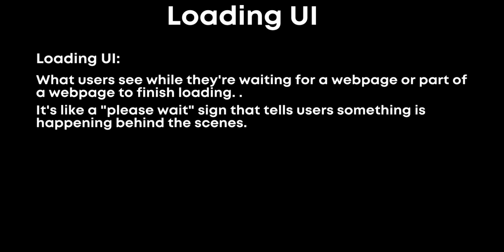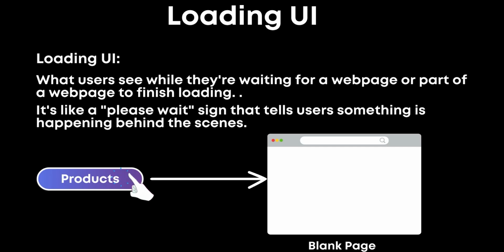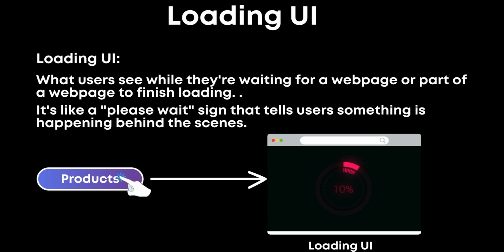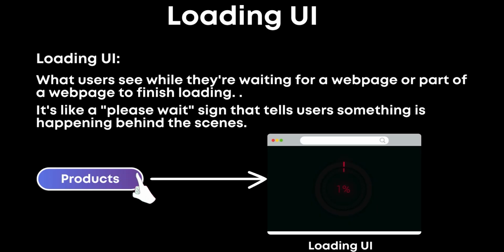So in the context of Next.js, when a user clicks a link or navigates to a new page, the content might not appear instantly. There is often a little delay while the new page loads. Instead of showing a blank screen during this time, which might make the user think that the site is broken, we show a loading UI. And this loading UI could be a spinning circle, a progress bar, a simple loading text, or any other visual indicator. The purpose is to let users know that the site is working, the request is being processed, and content will appear soon.